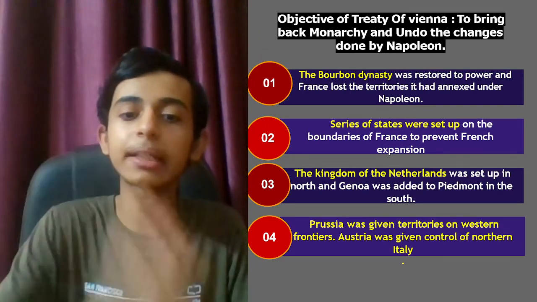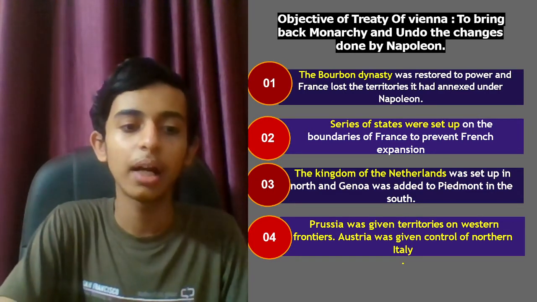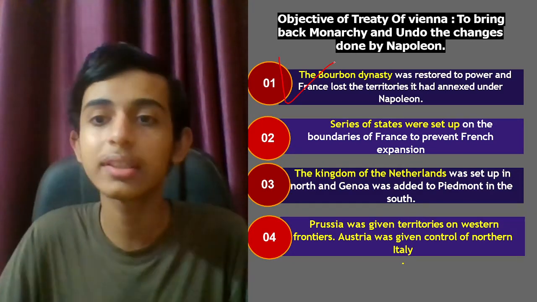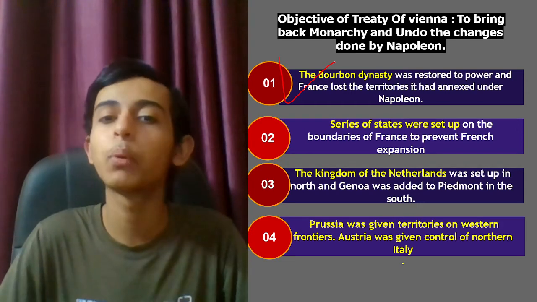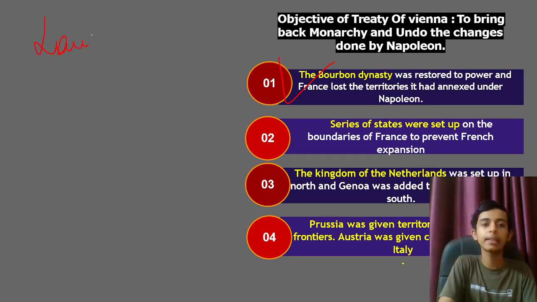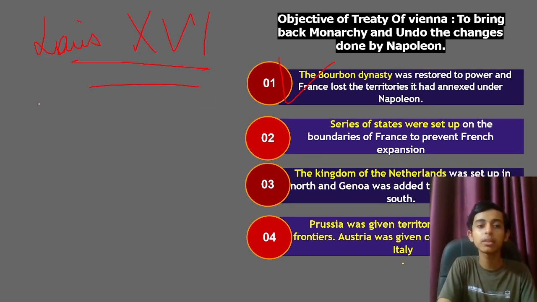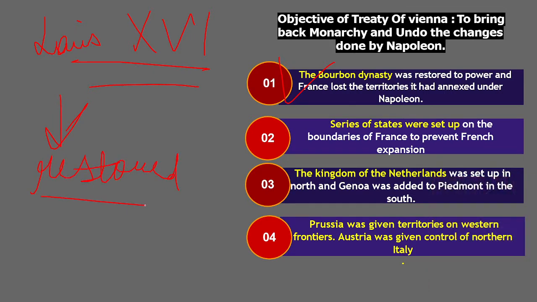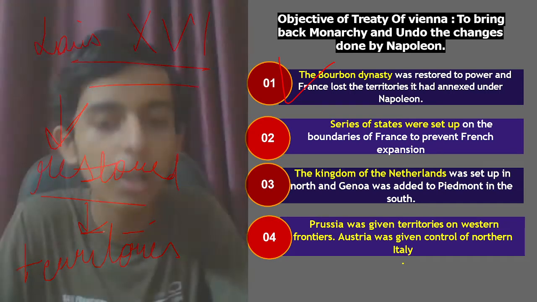Okay, now these 4 points, quickly take a screenshot everyone, because now I will be writing something on the slides. Number one, the Bourbon dynasty was restored to power and France lost the territories it had annexed under Napoleon. So the Bourbon dynasty, which was of Louis XVI in the French Revolution, we read, that was restored to power. Okay, I think you wouldn't be able to see now. It was restored to power, and along with that, France lost the territories it had annexed under Napoleon. So territories were also lost.